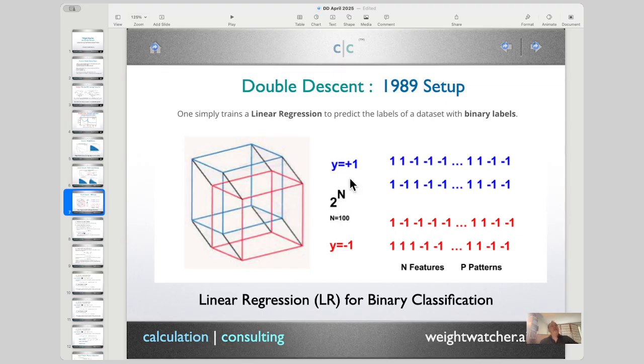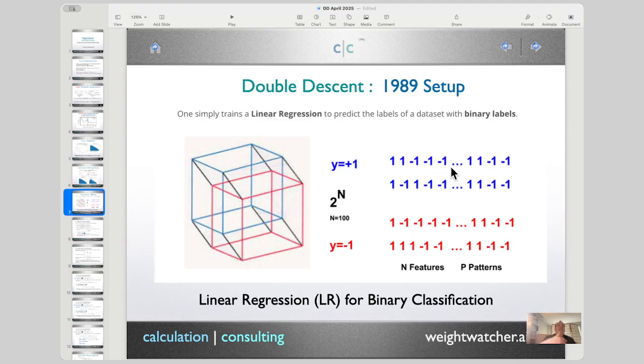So you form 2 to the N, excuse me, 2 to the N patterns. And I think I have N and P wrong here. You take this regression problem where you form 2 to the N examples.